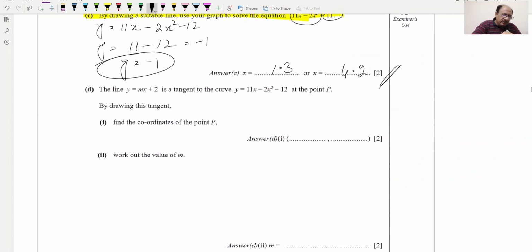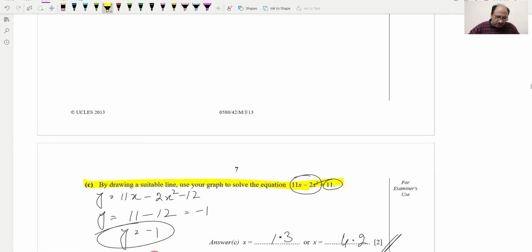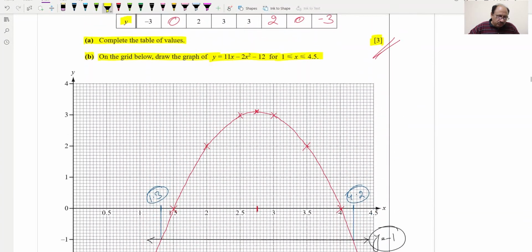Now D part. D part says the line y is equal to mx plus 2, so it is passing through 2 on the y-axis, is the tangent to the curve at point P. By drawing this tangent, find the coordinates of P. So first of all, we have to draw the tangent which is passing through the y-intercept, which is 2. So our line will be over here.